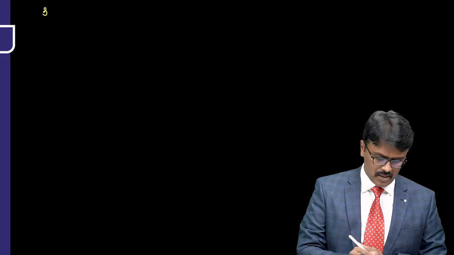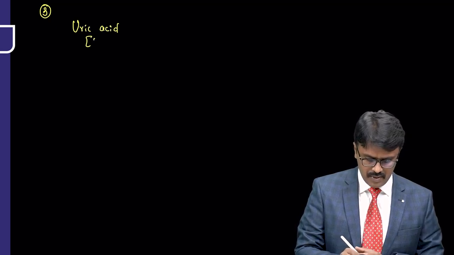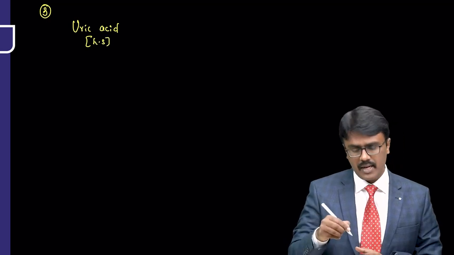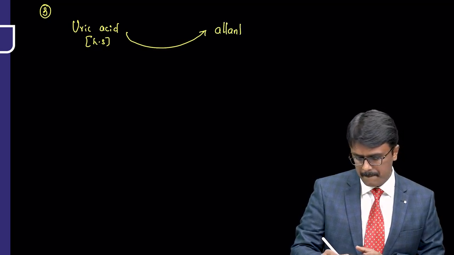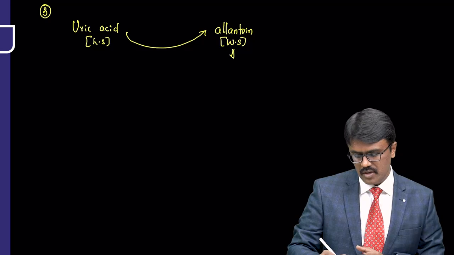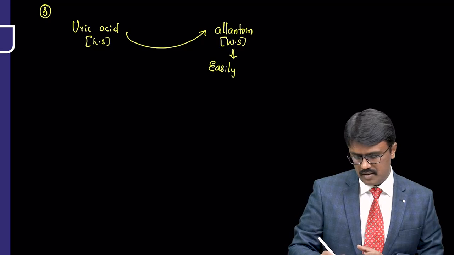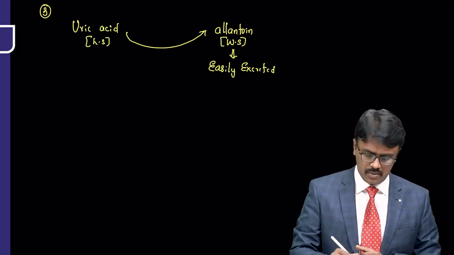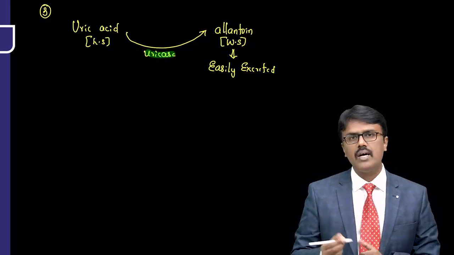Moving on, the third important concept is the enzyme. Uric acid is a bit lipid soluble, so it can get reabsorbed back. In birds, it is converted into allantoin, and allantoin is water soluble, and you know from general pharma that if it is water soluble, you can throw it out easily in the kidney. So it is easily excreted. But the enzyme required to do this is called uricase, and humans lack this enzyme.